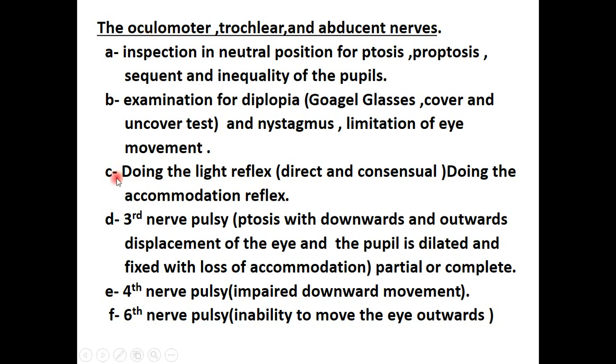Number 3, doing the light reflex. This is part of the third, fourth and sixth cranial nerve examination. Light reflex means direct light reflex and consensual light reflex. Then doing the accommodation. In the direct light reflex, we see constriction of the pupil when applying light, which means the third cranial nerve is intact. It supplies the pupil, with the consensual reflex looking at the other side.